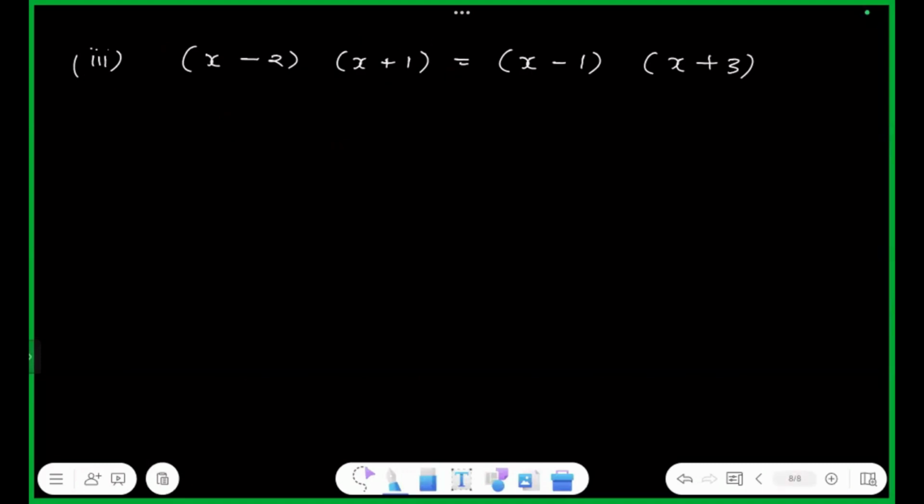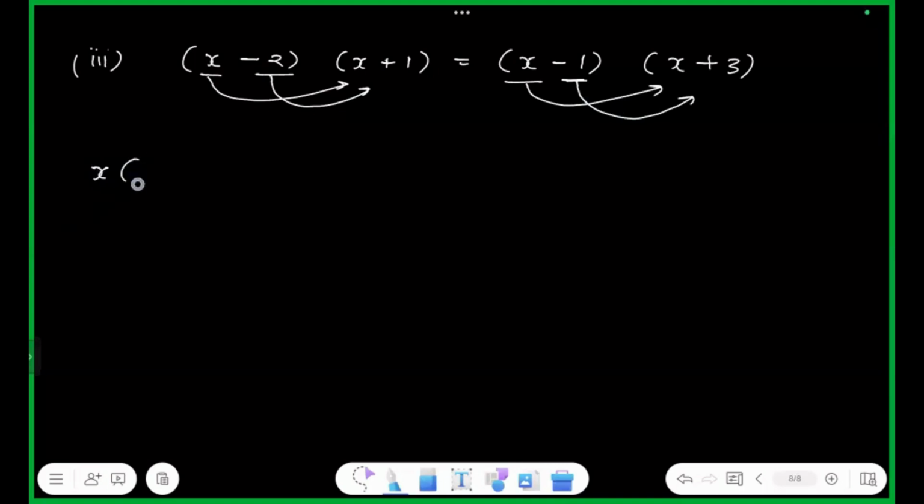Please write it. Our third question is x minus 2, x plus 1 is equal to x minus 1, x plus 3. Now, see, first, this x will get multiplied with these terms. Then minus 2 will get multiplied with all of this. Here, same, x will get multiplied with x plus 3, and minus 1 will get multiplied with x plus 3. What will we get? Look here. I am writing it in a simple way.